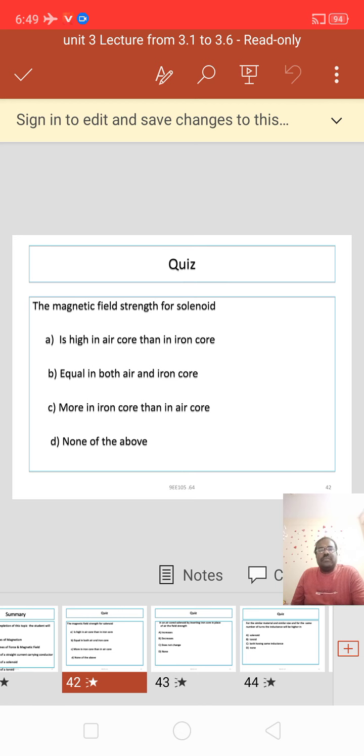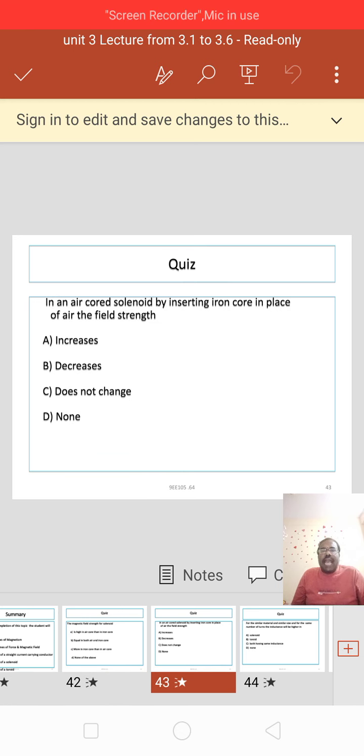Second question. In an air core solenoid, by inserting iron core in place of air, the field strength: increases, decreases, does not change, none. In an air core solenoid, by inserting iron core in place of air, the field strength increases.